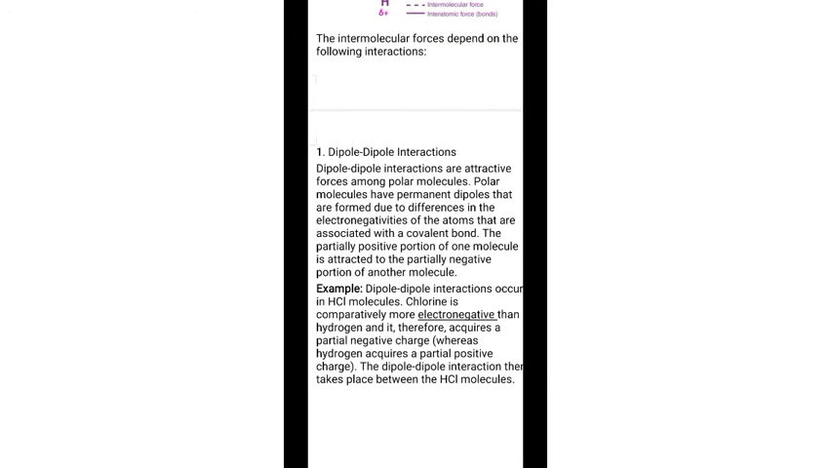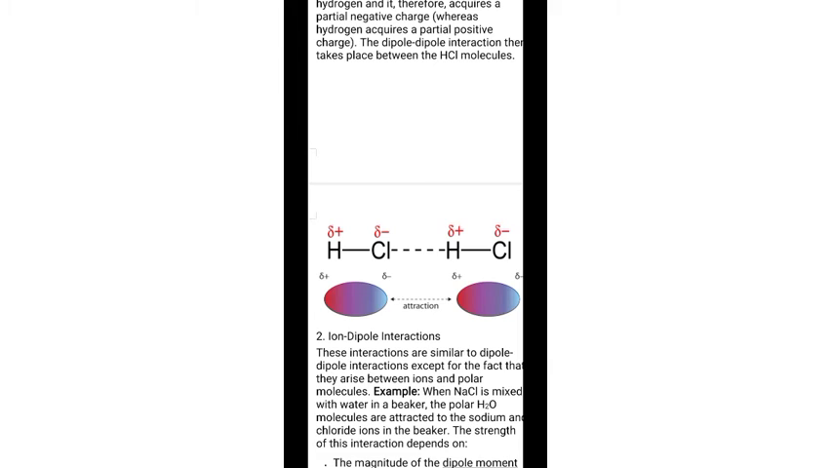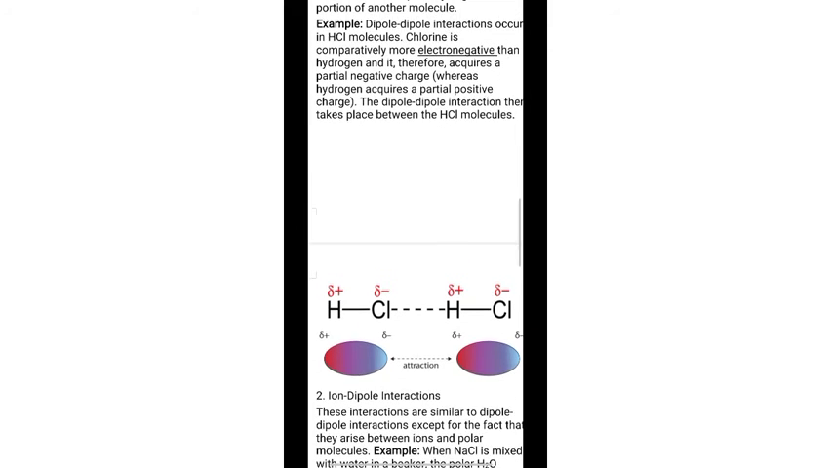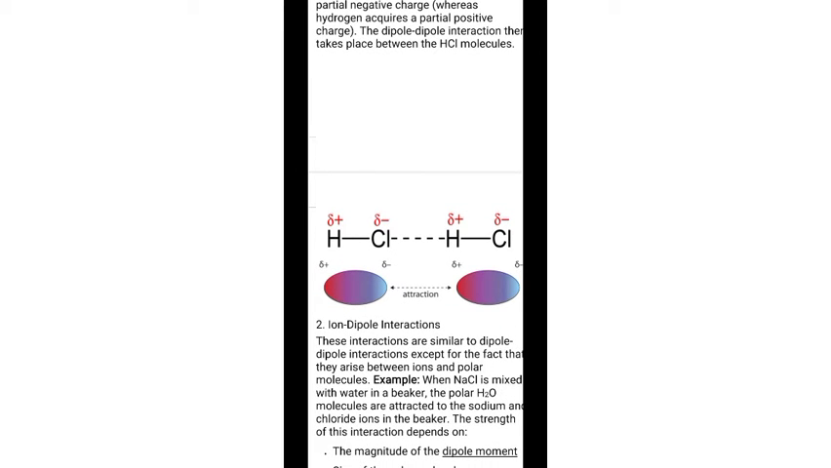Polar molecules have permanent dipoles that are formed due to the difference in electronegativity. For example, we know HCl. HCl is a covalent compound, so hydrogen and chlorine are there. If you take hydrogen and chlorine, we know chlorine is more electronegative compared to hydrogen.